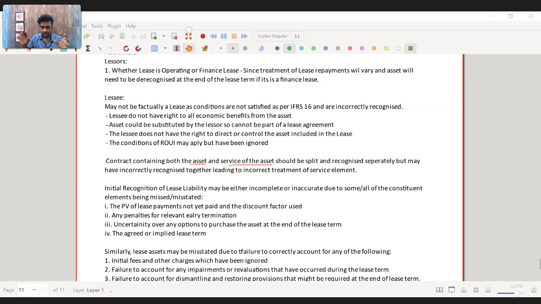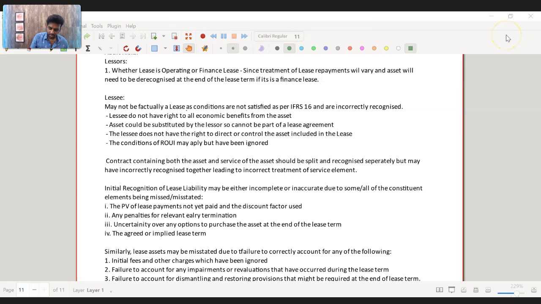Similarly, for ROU as well, whatever the present value of lease liability plus the cost you spend to bring the asset into a good condition, only those costs can be recognized. Service cost and others have to be expensed off. There could be incorrect treatment due to this, where it could go wrong, right? So the treatment could go wrong and the balance sheet and financial statement could be incorrectly treated.